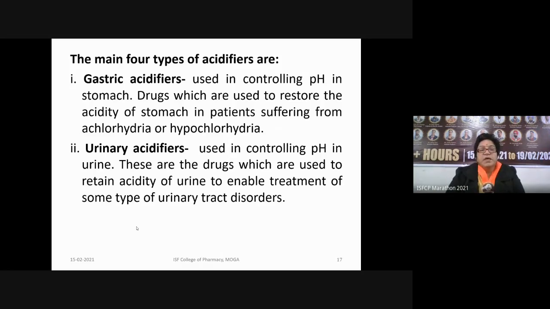Second are the urinary acidifiers. What are urinary acidifiers? They are used in controlling the pH in the urine. These are the drugs which are used to retain acidity of urine to enable treatment of some types of urinary tract infections where the acidic pH is required. So these are such type of acidifiers and they are called the urinary acidifiers.